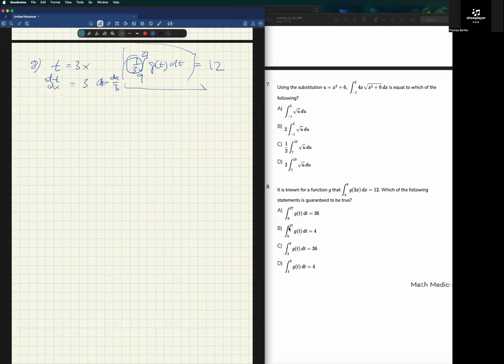But now if I evaluate the integral without the 1/3 in front, I'm going to get this. The integral of g(t) dt is now 3 times 12, right? We multiplied this side by 3, now we're multiplying this side by 3, and that is 36, and so it's A. There you go. That's how it works. A is the right answer.